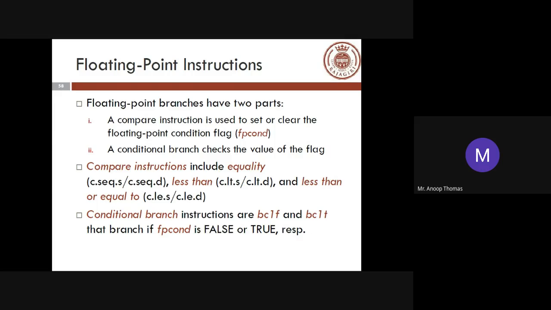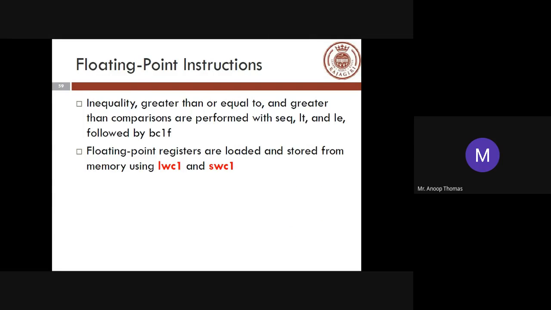BC1F is branch if the condition is false. BC1T is branch if the condition is true, based on whether FPCOND is true or false respectively. So if it's false, BC1F will be taken. This is performed with SEQ, LT, and LE followed by BC. So it's a combination instruction. The branching happens with the help of two instructions.